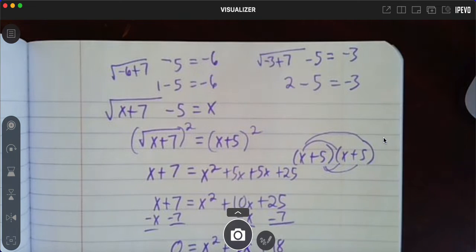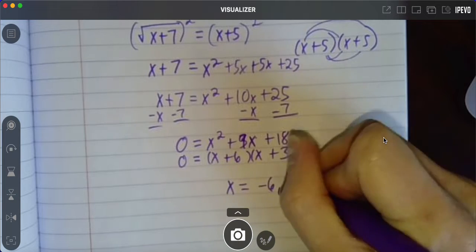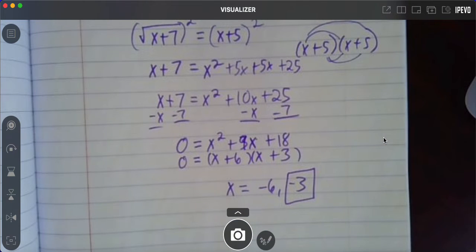Is 2 minus 5 equal to -3? Yes. So this one is the only answer. It will tell you, like on your study guide and test, solve for your answers, and then it'll say check for any extra.